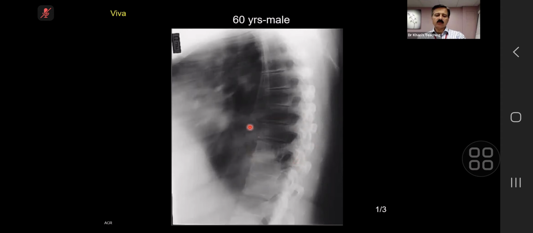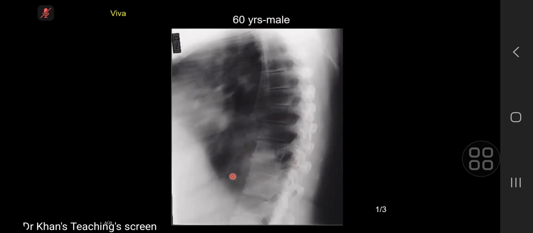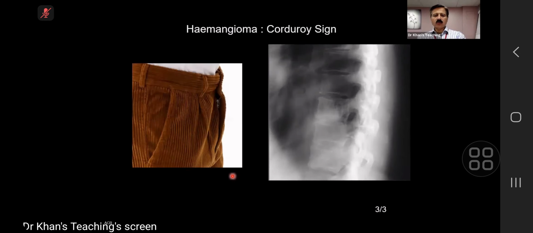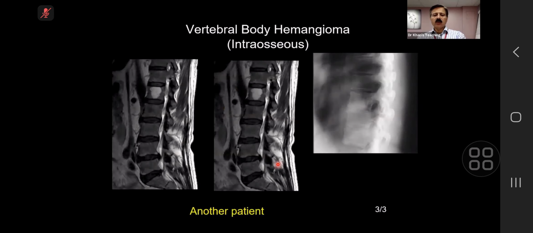It's a vertebral hemangioma. It's a cortical type appearance. Excellent. So this is what we call the corduroy sign. This is the trouser of hemangioma of the vertebral body. Vertebral hemangiomas are very commonly seen in spine MR. Classically, they will be high signal on T1 as well as T2 weighted sequence. If it is high signal on T1, don't worry then.